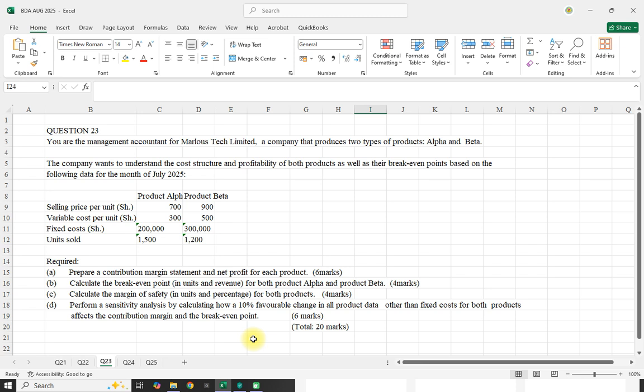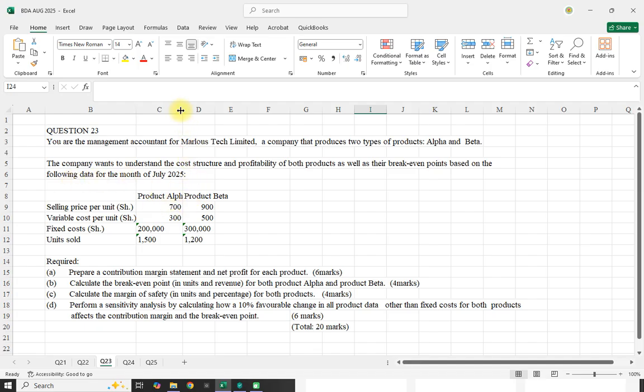This was for management accounting. Question number 23 dealt with management accounting, and I will read through the question, then we tackle it. You are the management accountant of Malas Tech Limited, a company that produces two types of product, alpha and beta. The company wants to understand the cost structure and profitability of both products as well as the break-even point based on the following data for the month of July 2025.